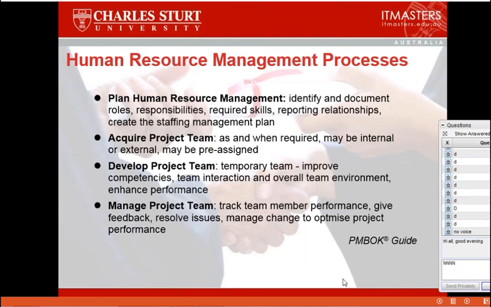Okay, these are just a quick description of the processes. Plan human resource management: identify and document roles, responsibilities, required skills, reporting relationships, and create the staffing management plan. The staffing management plan, and overall the human resource management plan, will direct us as to how we're going to manage all this for the rest of the project. We acquire the project team: who do we get, where do we get them from, when do we need them? Develop the project team. It's a temporary team, so we need to make sure that we have the right competencies, team interaction, overall team environment, etc. And we manage the team by tracking the team's performance, giving feedback, resolving issues, etc.